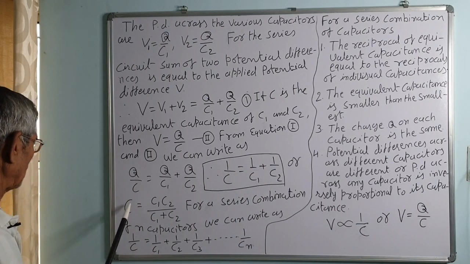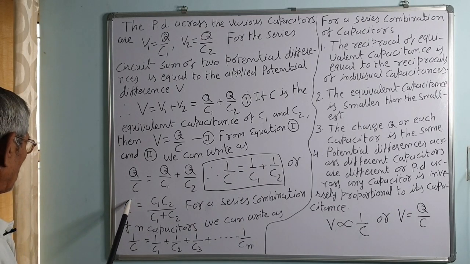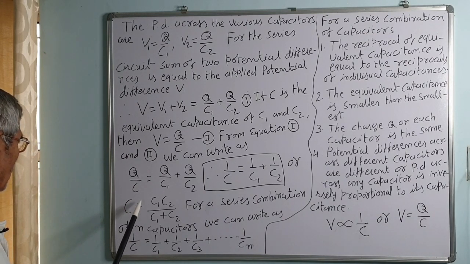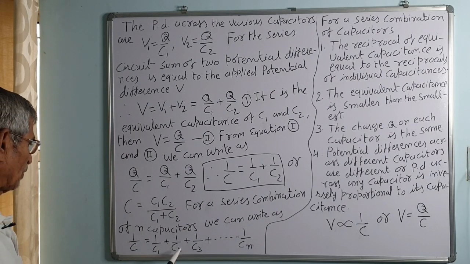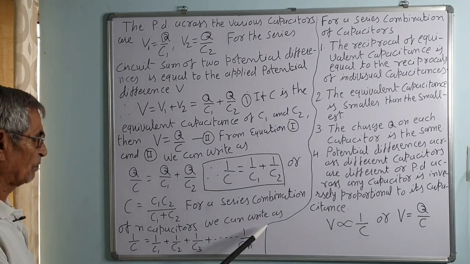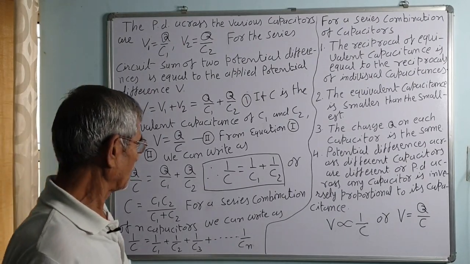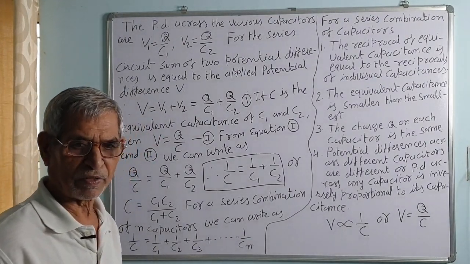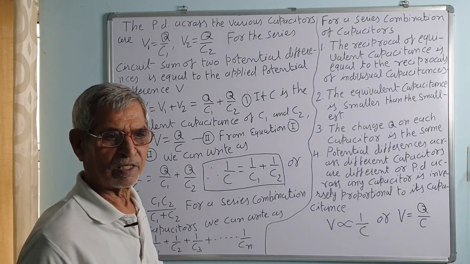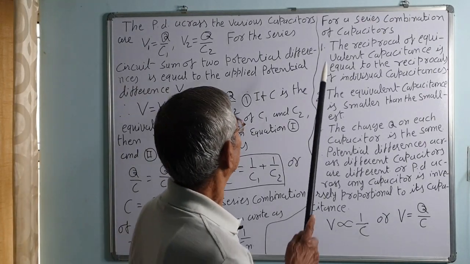Or we can write the equivalent capacitance of two capacitors, C is equal to C1 C2 upon C1 plus C2. For a series combination of n capacitors, we can write 1 upon C is equal to 1 upon C1 plus 1 upon C2 plus 1 upon C3 plus up to 1 upon Cn. That is, the capacitance of a number of capacitors when connected in series decreases, net capacitance decreasing.